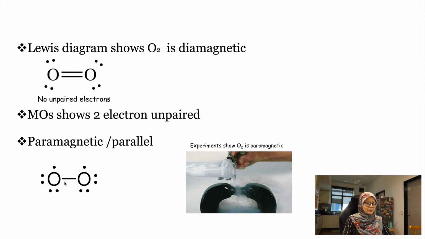So this is where the MO theory can double confirm the magnetism of oxygen or the magnetism of other molecules. That's all for part 5.